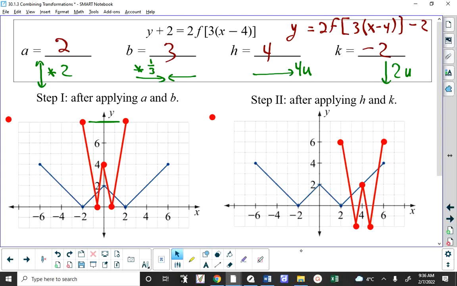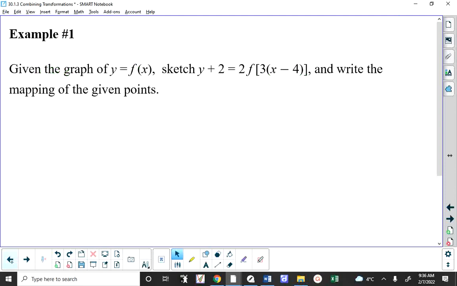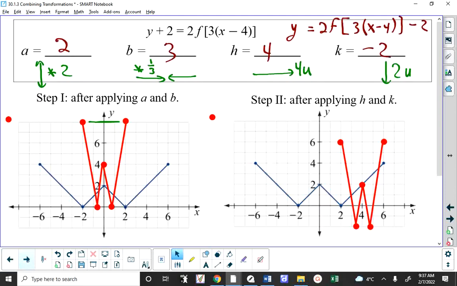I just want to make sure that we're done. Yeah, we'll do the mapping in a bit. I'm not concerned about the mapping.